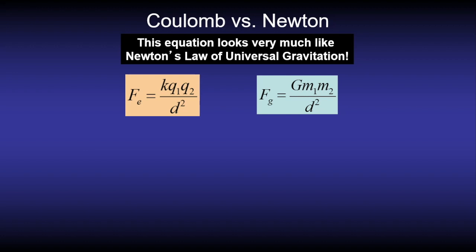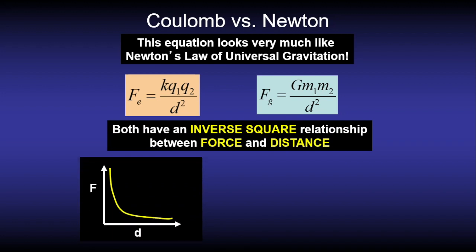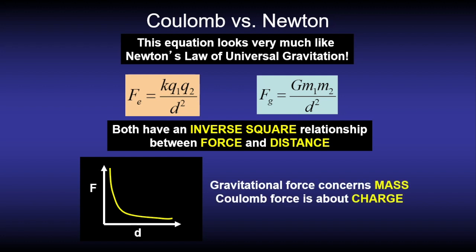And again, the universal law of gravity is just telling us what the force of gravity is between these two masses, where the electrostatic force is telling us what the electrostatic force is between these two charges. Both have an inverse square relationship between force and distance, meaning as the distance increases, the forces get smaller. And again, that's because distance is on the bottom of the equation, and it's also squared. The further apart these things are, the less force they're going to exert on each other. Gravitational force depends on mass, and Coulomb's force is going to depend on charge.